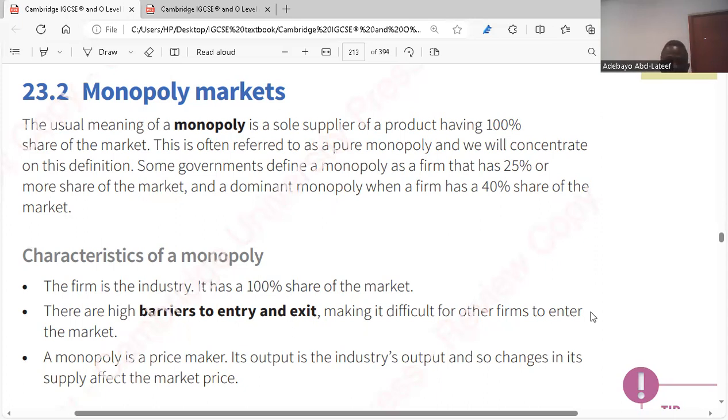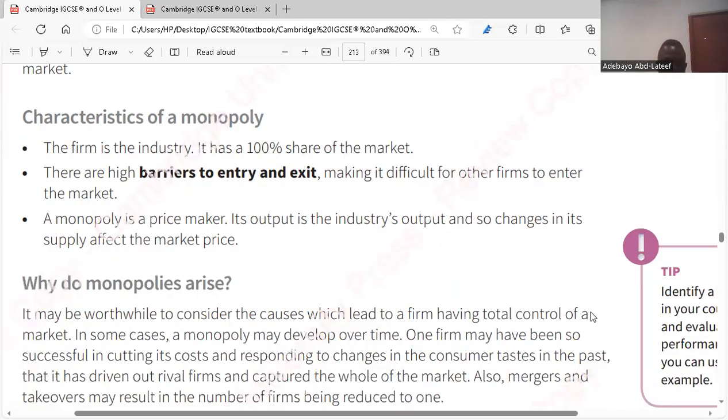So what are the characteristics of monopoly? One, the firm is the industry. The firm is the industry itself, so it has 100% share of the market. Two, there are high barriers to entry and exit, making it difficult for other firms to enter the market. It is the only firm in that market, so it is difficult for new firms to set up. That's why we call it monopoly.